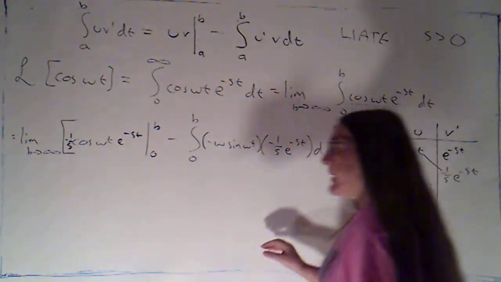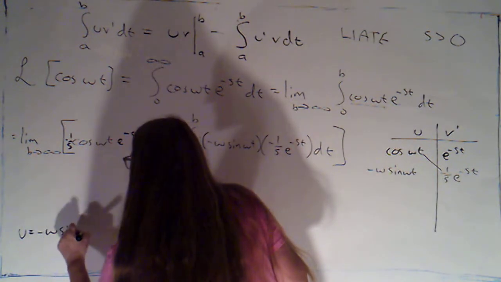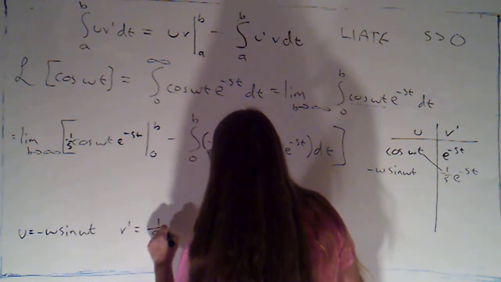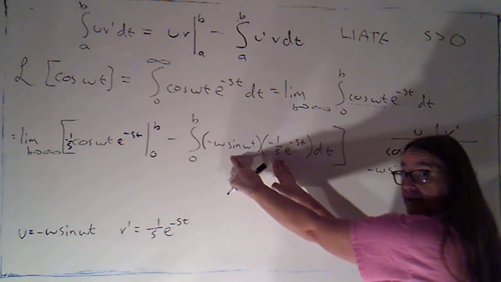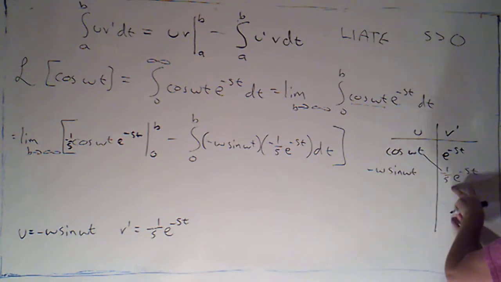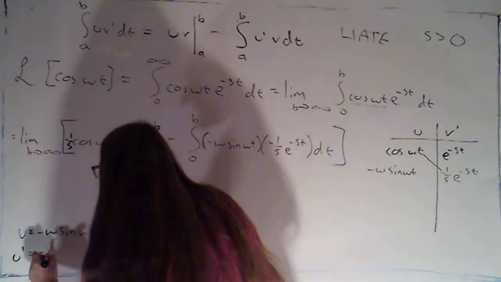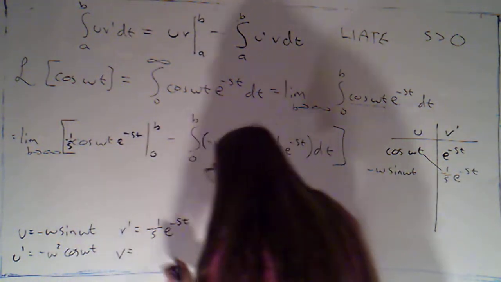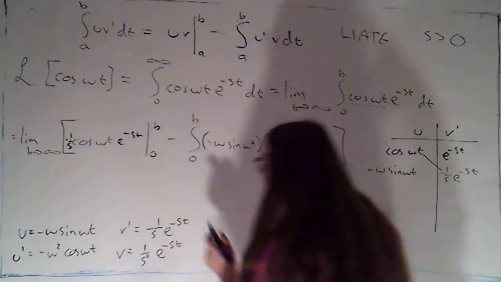But now my new u is just going to be negative omega sine omega t, and my new v prime is going to be negative 1 over s e to the negative st. So that not only is this row the integral that I'm subtracting, but it becomes the start of a new problem. This is my new u, this is my new v prime. Okay. So my new u prime will be negative omega squared cosine omega t, and my new v will be 1 over s squared e to the negative st.